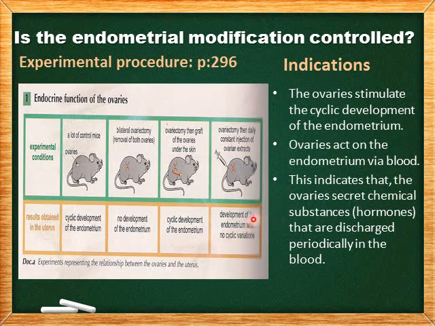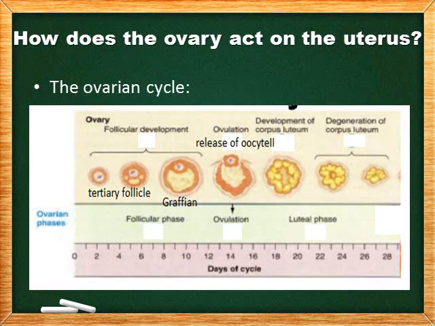So, as an indication, we can group our conclusions now. The ovaries stimulate the development of the endometrium and act on it via the blood. We can also say that the ovaries secrete chemical substances, which are hormones, and they are discharged in the blood in a periodic way. Periodic way means not continuous.